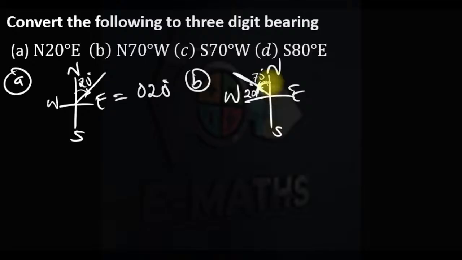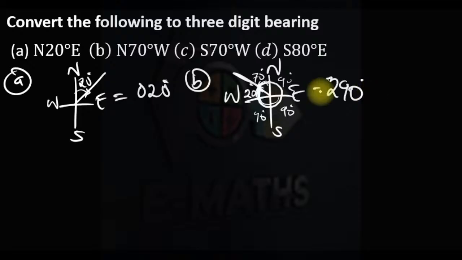remember always start from north and move clockwise. So wherever it hits the bar, do you see it? Wherever it hits the bar, that's it. So our answer, as you can see, this is 270 plus 20. So the answer is 290. Do you get this? 90, this is 90, this is 90. So 270 plus 20 is 290. So our answer is 290 degrees.